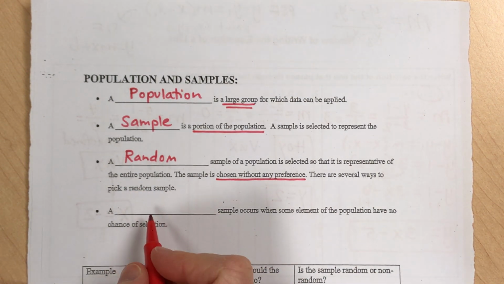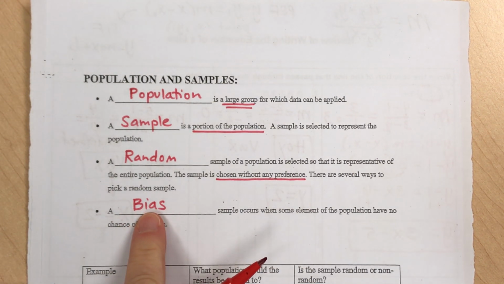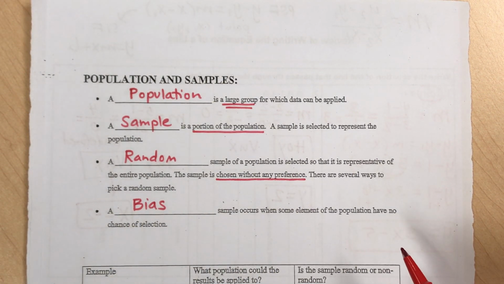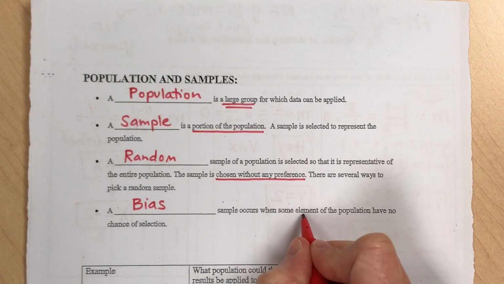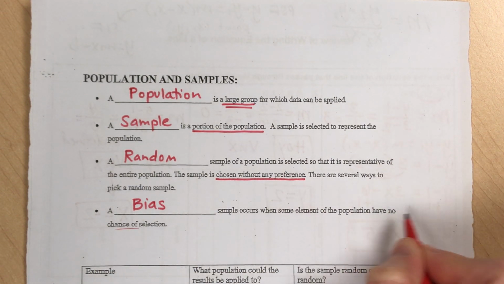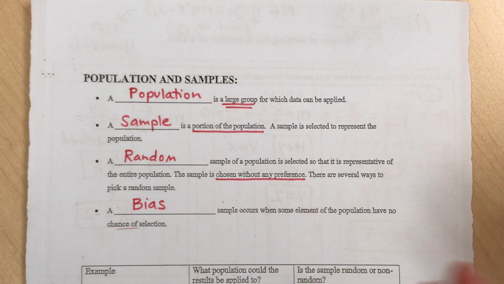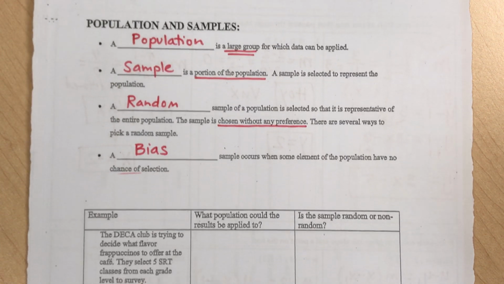Our last new vocab word for this unit is the word bias. A bias happens when somehow you are favoring one group over the other. So what happens is some element of the population has no chance of selection. And I think you know what bias is, just like if teachers are biased towards boys or girls, seniors or freshmen. I think you kind of know what that word means.